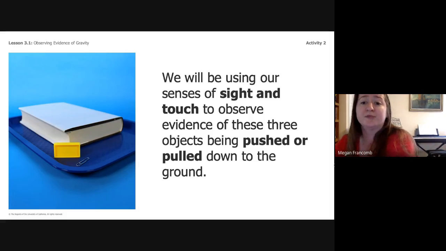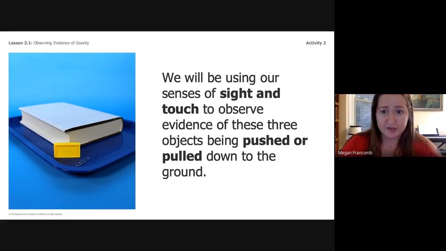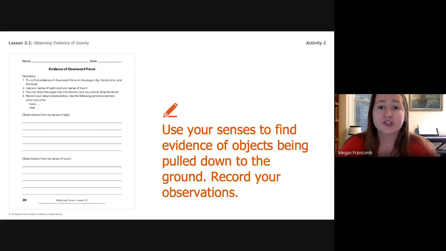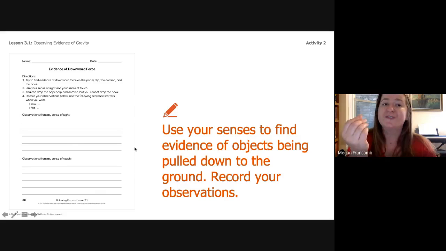You're going to be observing three objects, find them from around your house, being pushed or pulled down to the ground. You're going to use your senses to find evidence of objects being pulled down to the ground. Record your observations. So again, you want to use observations from your sense of sight and observations from your sense of touch. What do you feel?